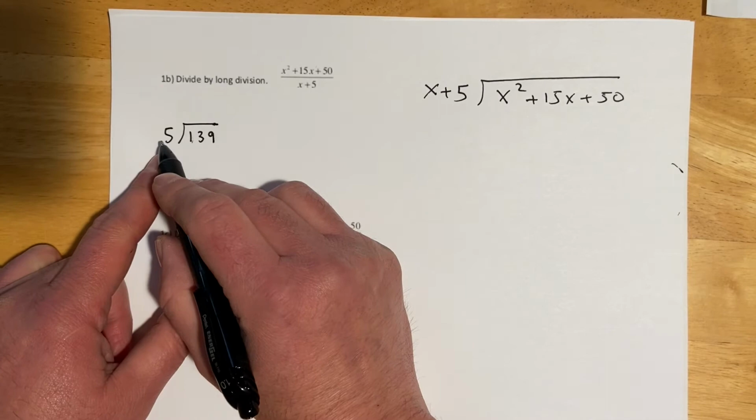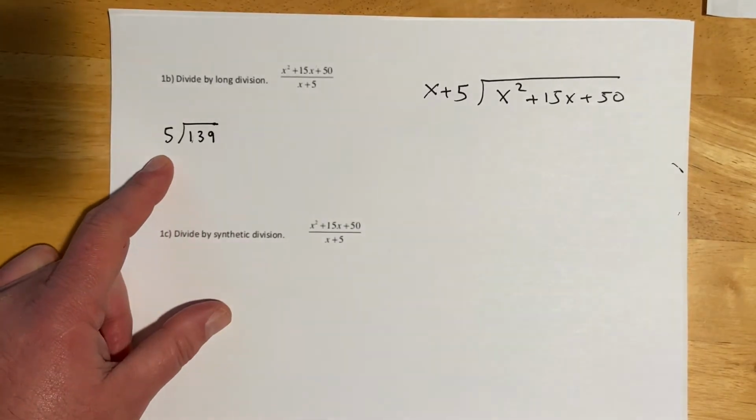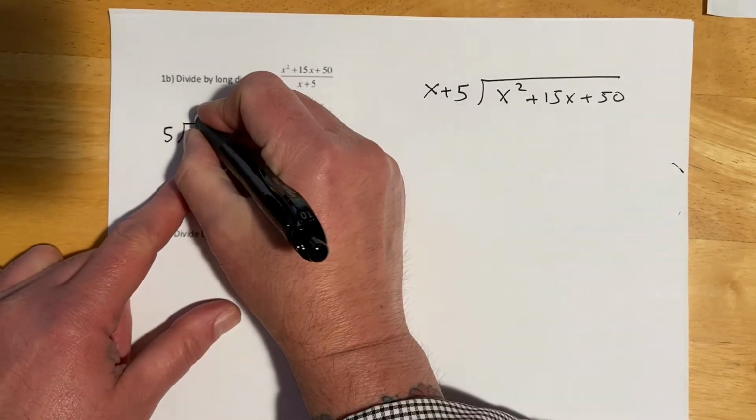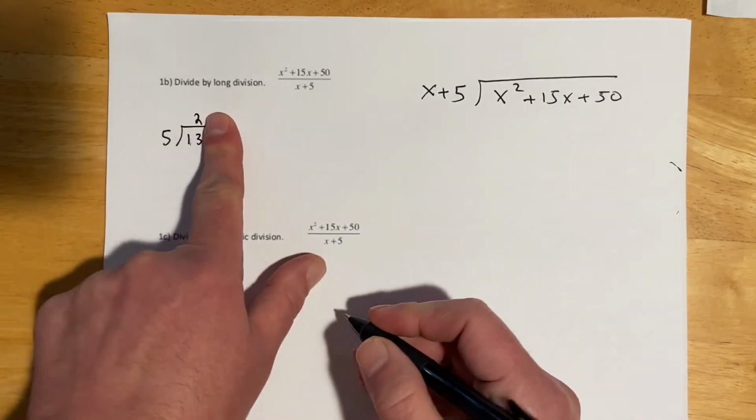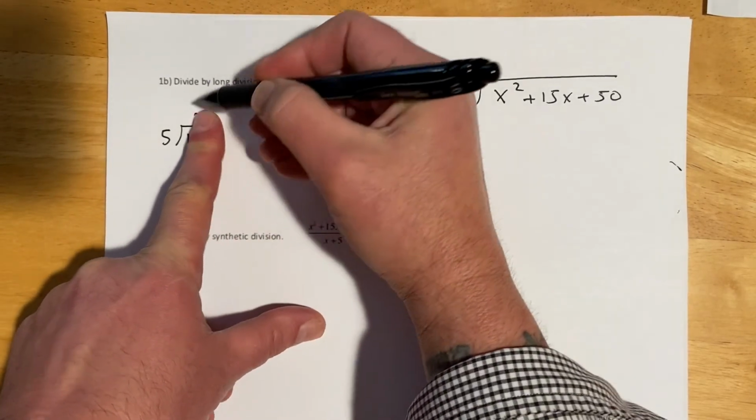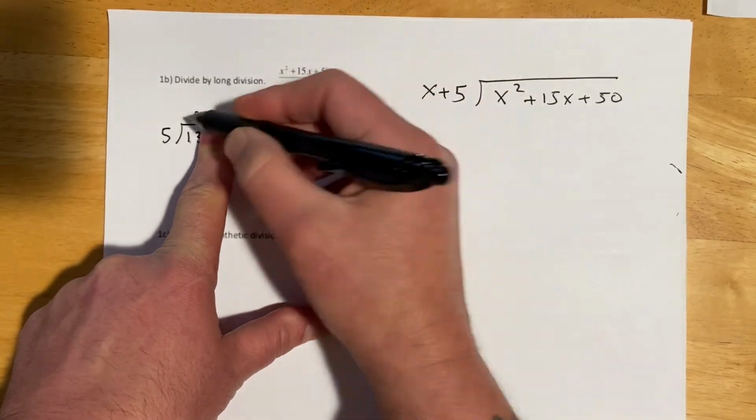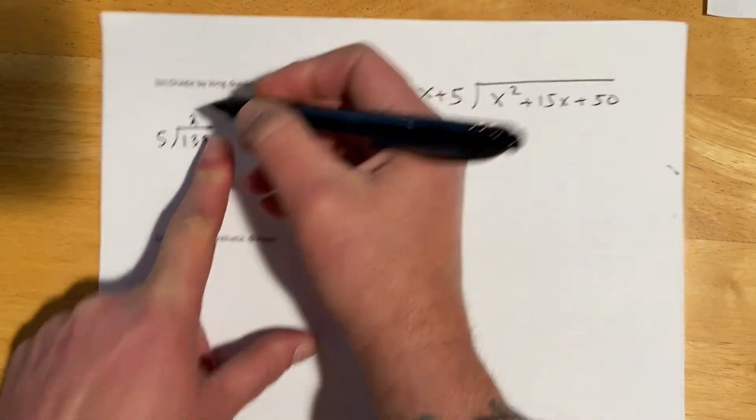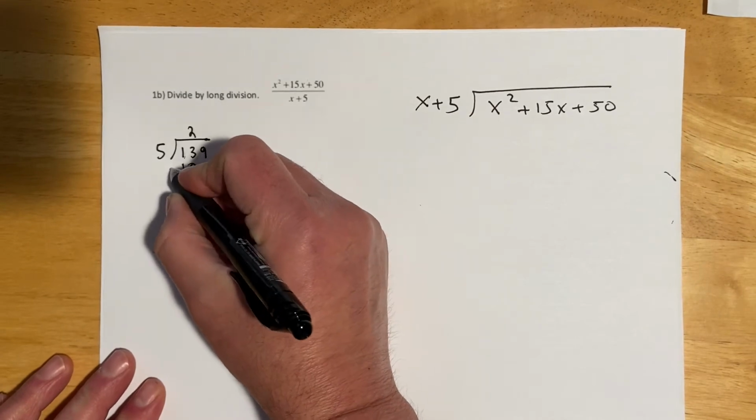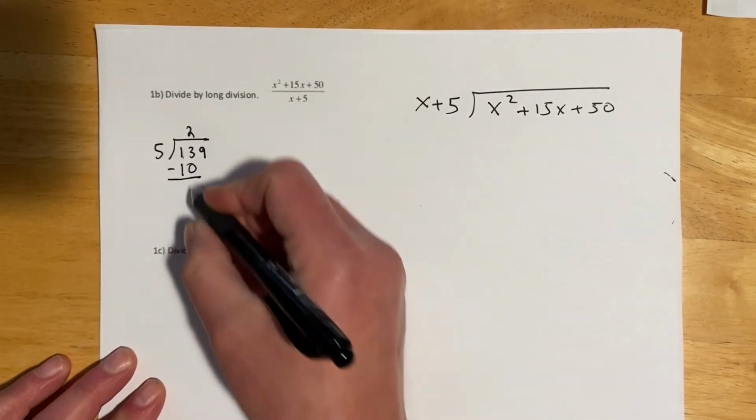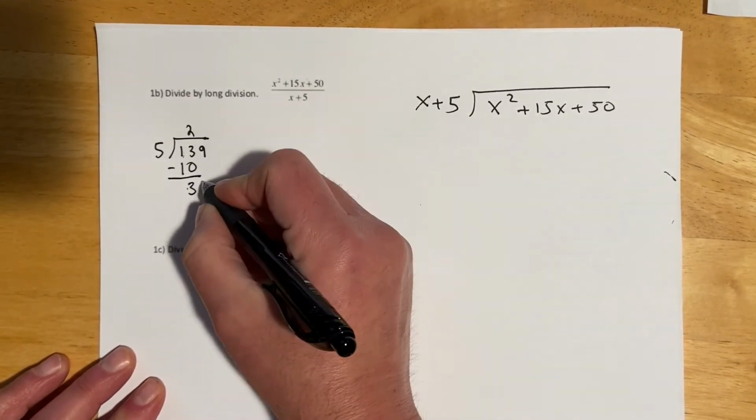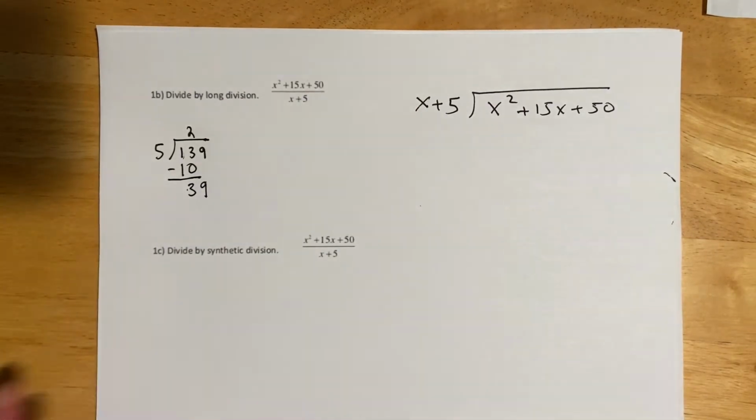So let me kind of remind you with an easy problem what that algorithm looks like. So when we're doing numbers, we go 5 goes into 13 twice, right? And then the 2 goes over the 3 because we're saying it's going into the 13, not the 1. So we're putting it over the place that it's going into. And then 2 times 5 makes 10. And then we come down and we subtract. And then we bring down our 9 and we go again.